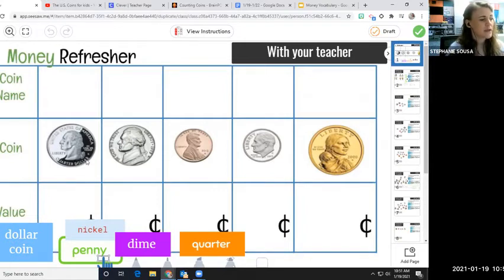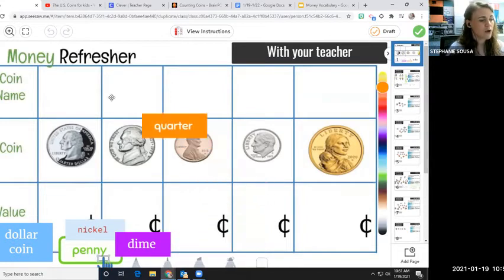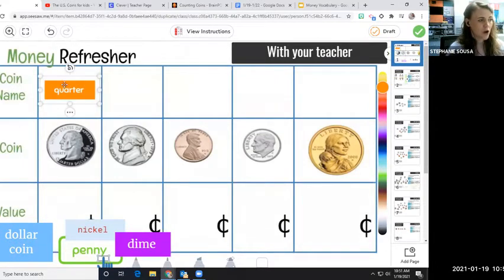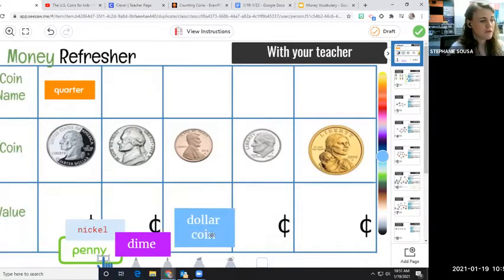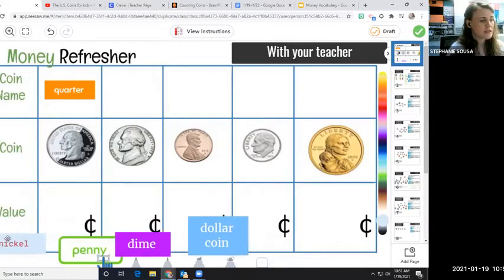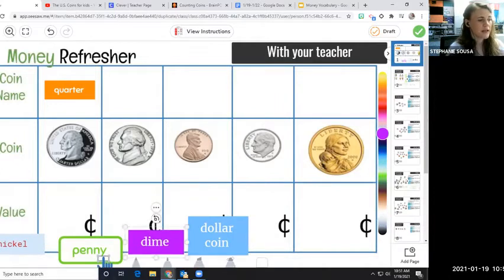We can see that we have this symbol, and this is a quarter. Go ahead and grab that orange label. I'm going to make it a little bit smaller so it fits in that box. It is called a quarter. I'm going to move this dollar coin over so that I can see all of my names.